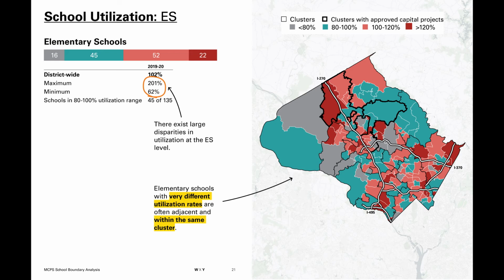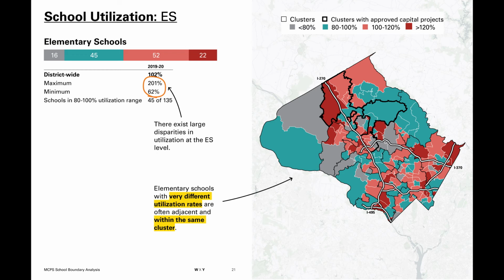But some schools are overutilized at 200%, meaning there are twice as many students as there are seats and resources, while other schools are underutilized at 62%, meaning there are almost half as many students as there are seats and resources. We want to pay particular attention to the map on the right hand of the screen, which shows the adjacencies of underutilized and overutilized schools.